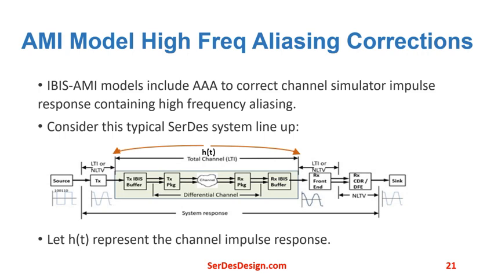Assume that the channel has at least one S-parameter file. Let HT represent the channel impulse response. The transmit AMI model will have input HT. The receive AMI model will have input HT convolved with the transmit AMI LTI impulse response.